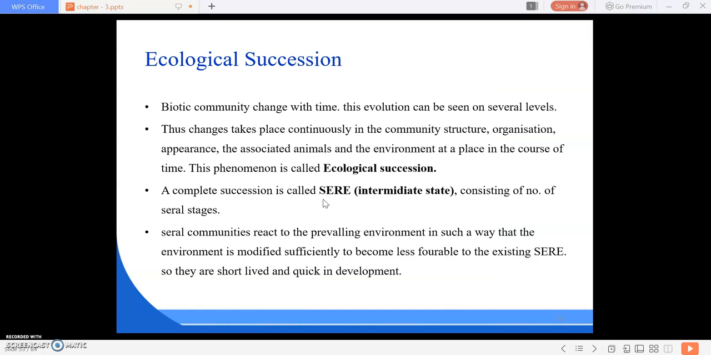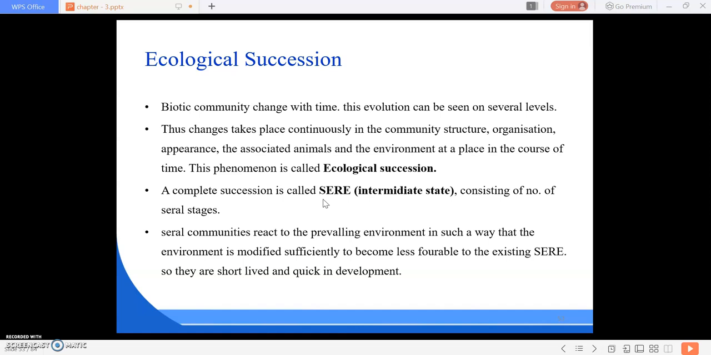Next we are switching to ecological succession, the most important topic. So what do we mean by ecological succession? Biotic communities change with time. This change can be seen on several levels. Biotic communities are not static, they change with time. This change can be understood on several levels.